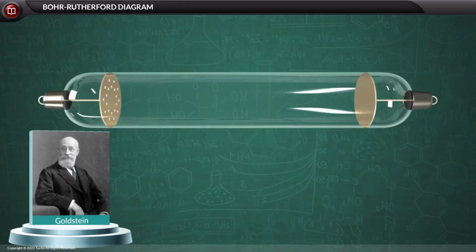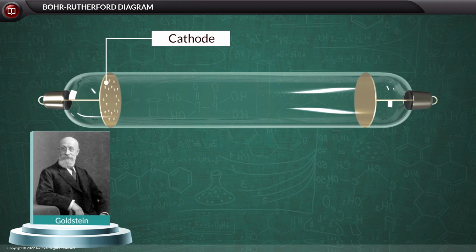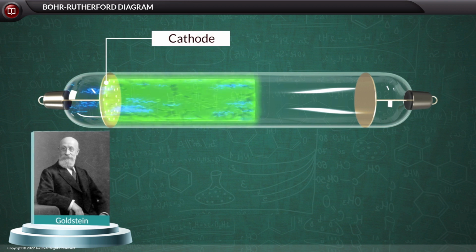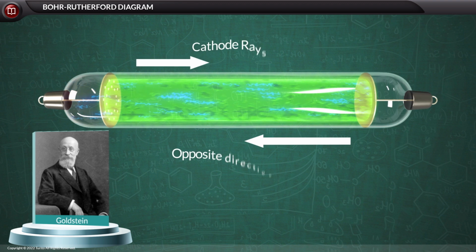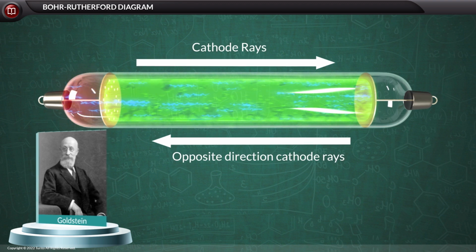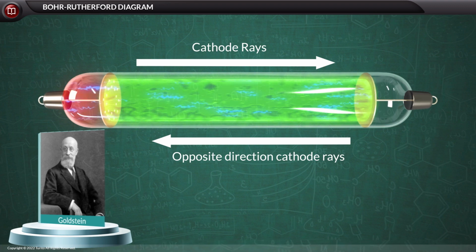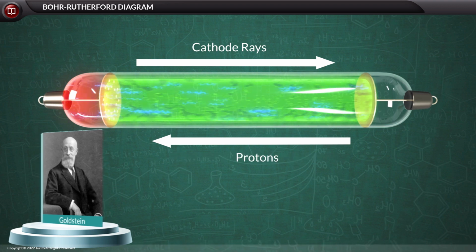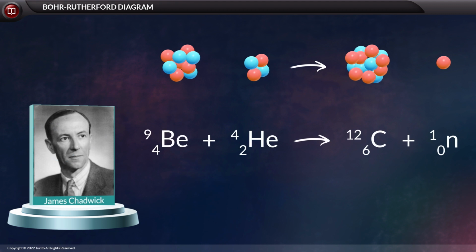The protons were discovered by Goldstein. He observed if a perforated cathode was placed inside the discharge tube, a beam of rays in a direction opposite to that of the cathode rays passed through the holes on the cathode. These are positively charged and were termed protons. Later, Chadwick discovered neutrons.